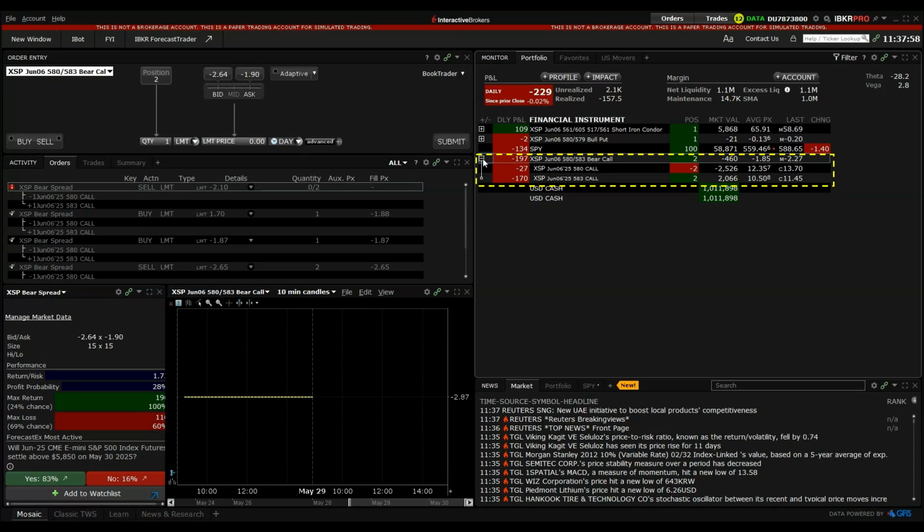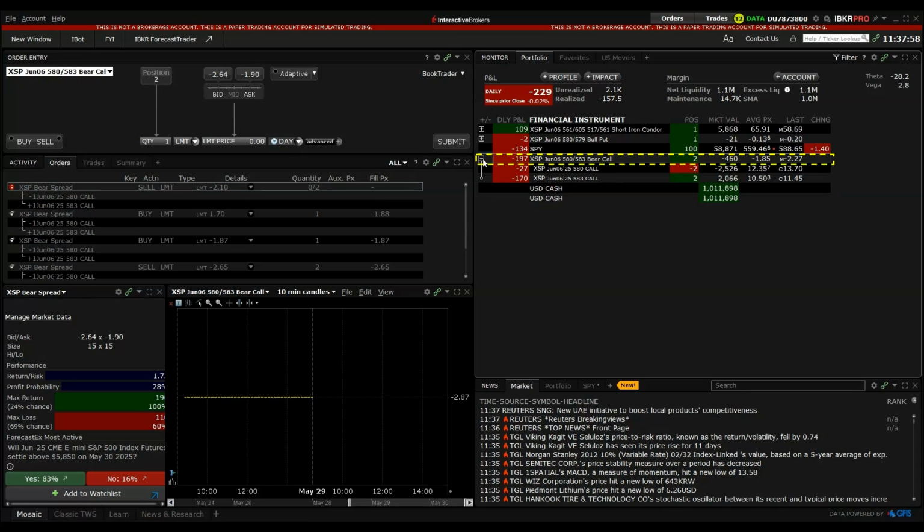As we can see, this option spread is the same trade we demonstrated in the video, How to Sell Call Spread in IBTWS. Specifically, we sold the XSP June 6 580 call, indicated by the red background and -2 in Mosaic, meaning we sold 2 contracts, and at the same time, bought the XSP June 6 583 call, indicated by the green background and 2, meaning we bought 2 contracts. We received $12.357 per unit for the former and paid $10.508 per unit for the latter. So for the entire spread, we received a net credit of $1.85 per unit.